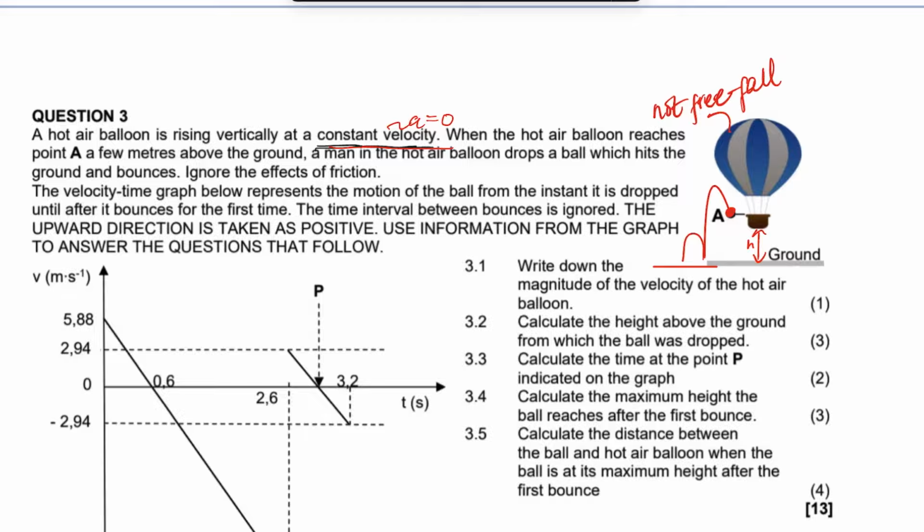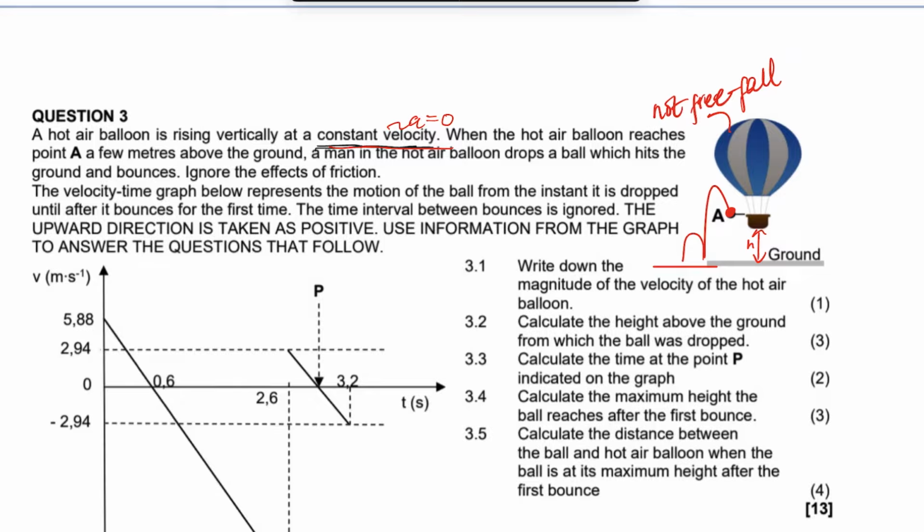So where do we see that? Let's finish the statement. The velocity time graph below represents the motion of the ball from the instant it's dropped until it bounces for the first time. The interval between the bounces is ignored, which is the contact time is ignored. Upward direction is taken as positive. So even the graph tells us that without being told. Use the information on the graph to answer the following question.